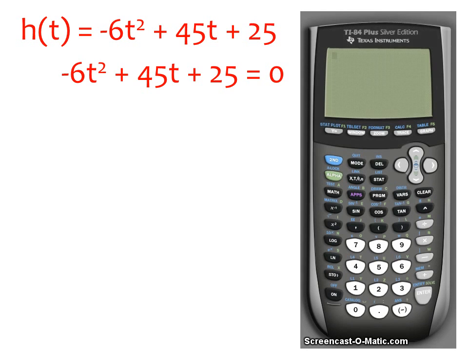So let's take a look on the calculator. If we go to our y equals, like last time, and we plug in the equation, instead of t, we use x as a variable to represent time. We have negative 6x squared plus 45x plus 25. If we go to our zoom standard, zoom 6, you'll notice that the parabola is off the charts here. In fact, it's very hard for us to see when I reach my max height.